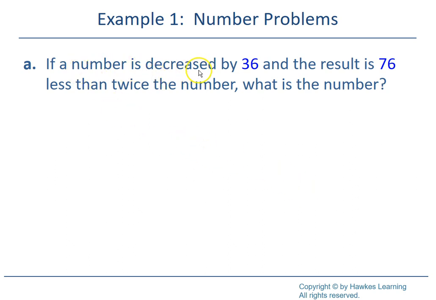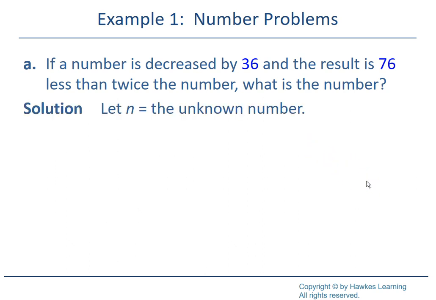If a number is decreased by 36 and the result is 76 less than twice the number, what is the number? Now, for word problems, the strategy is you read it once and you get familiar with the words. Then you read it again and try to figure out what they're asking. And you may have to read it a third time. And this is what they'll be showing you.